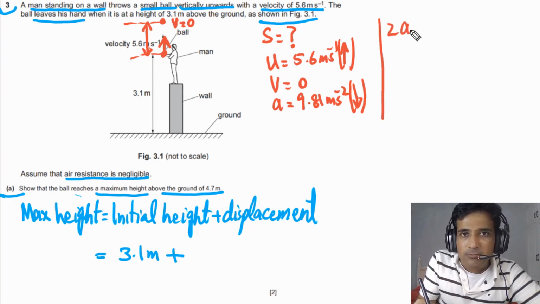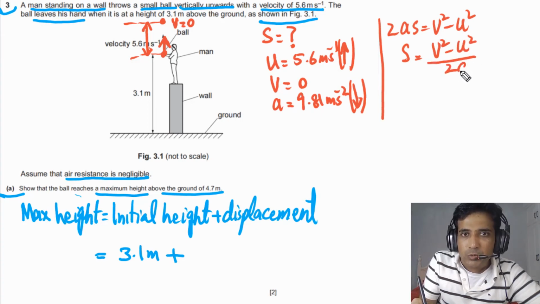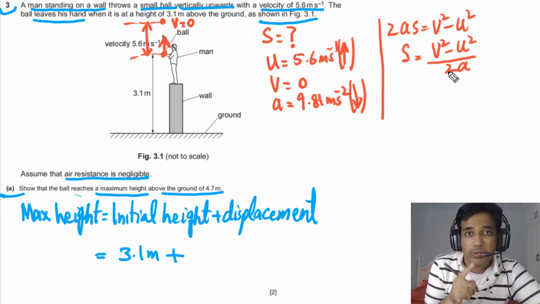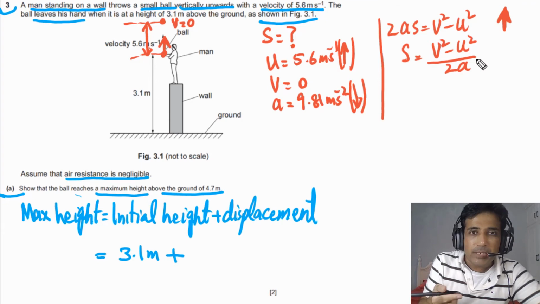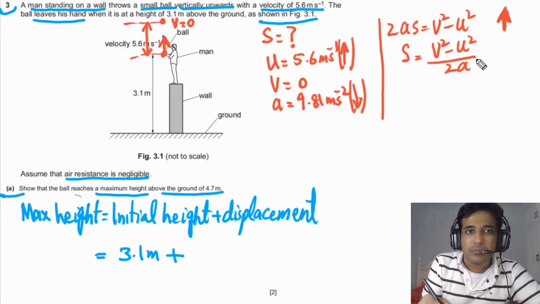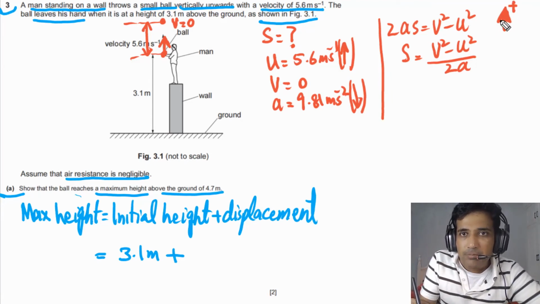Now in this case we can use 2as equal to v squared minus u squared. We need to find s, so simply we can rearrange this. We can say s is equal to v squared minus u squared divided by 2a. Now we need to take direction. One direction we have to take positive, so in this case we will take up is positive, because the direction of initial velocity is positive and displacement is also up. So if you take up positive, your answer will be positive. If you take down positive, your answer will be negative. So in this case we will take up is positive.